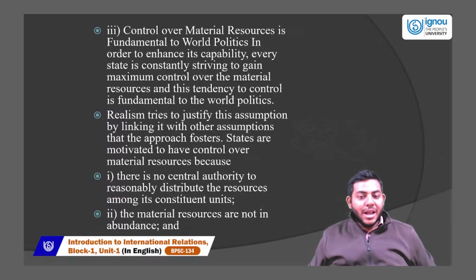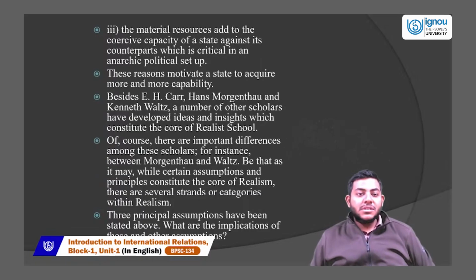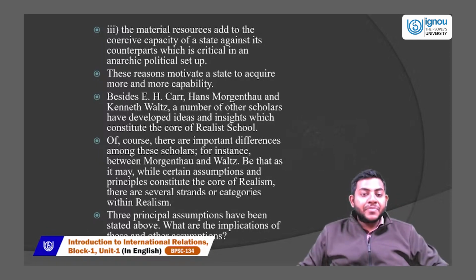States are motivated to have control over material resources because the first reason is that there is no central authority to reasonably distribute the resources among its constituent units. The material resources are not in abundance, and the material resources add to the coercive capacity of a state against its counterparts, which is critical in an anarchic political setup. These reasons motivate a state to acquire more and more capability.